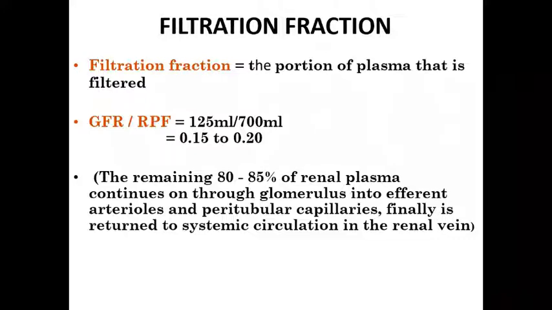So the filtration fraction is the portion of plasma that is being filtered. Out of these 700 mils, only 125 mil is being filtered. 125 divided by 700 gives you a value between 0.15 and 0.2. So about 80 to 85% is not being filtered. It will continue into the efferent arterioles, then the peritubular capillaries, then return back to systemic circulation via the renal vein. That's what I mean.